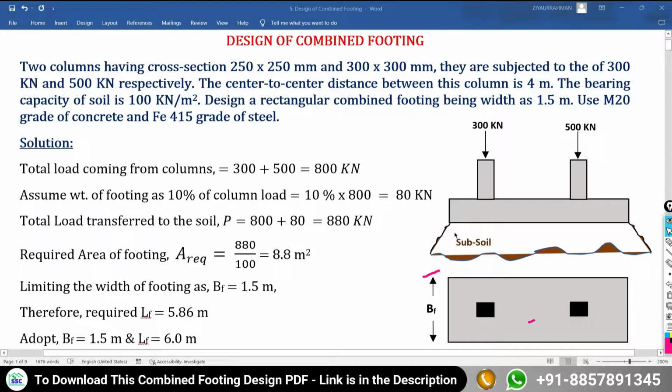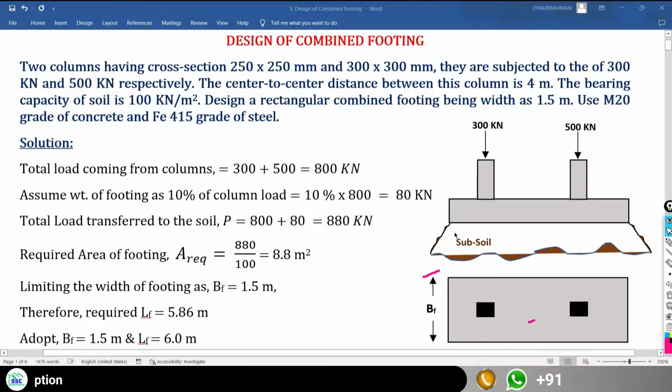So A is equal to the length of the footing divided by 2 minus 2.5. So you will get the value of 0.5 meter, as the length of the footing is 6 meter, divided by 2 minus this x value. So you will get the projection up to the edge from the center of your column C1 as 0.5 meter. In the same manner, you have to do the calculation for this side.